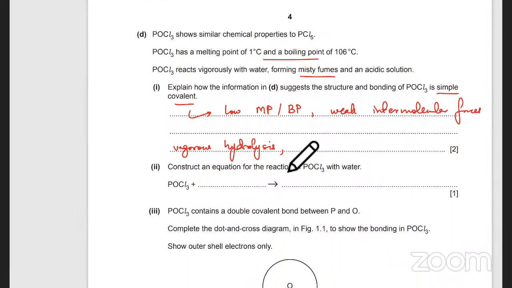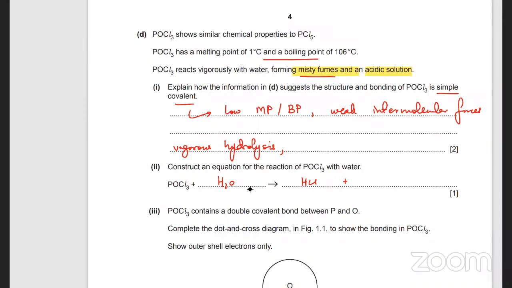अच्छा, okay. Construct the equation with water, so PCl3 plus water. तो उसने क्या कहा था, क्या बना था? He said that it was forming misty fumes and an acidic solution. Misty fumes किसके होंगे? I think that would be HCl. Will it really be HCl? हाँ, misty fumes is HCl, ठीक है.